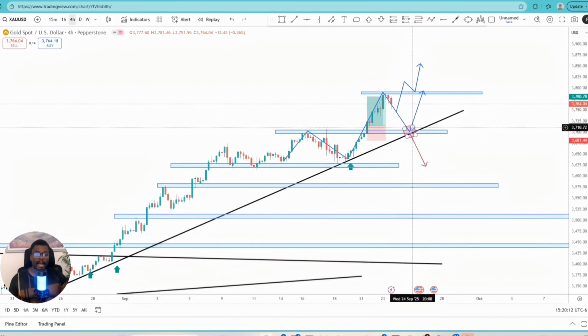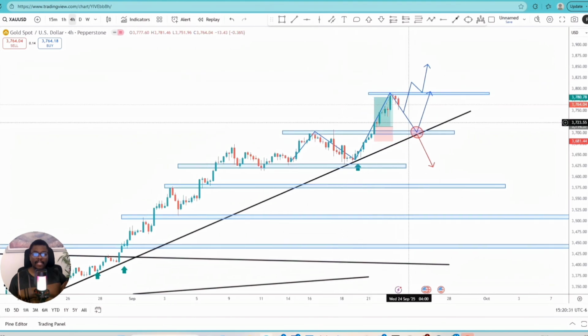If price gives me a buy signal, so a strong bullish candle, for example, forming in the area, in addition to my Fibonacci retracement level, in addition to it being a strong support level, as well as coinciding with the trend line, then that will be a good opportunity for me to look for buy trades on gold. So essentially, that is my analysis for gold.